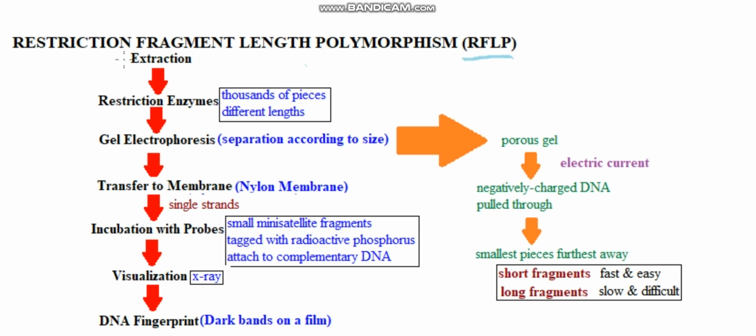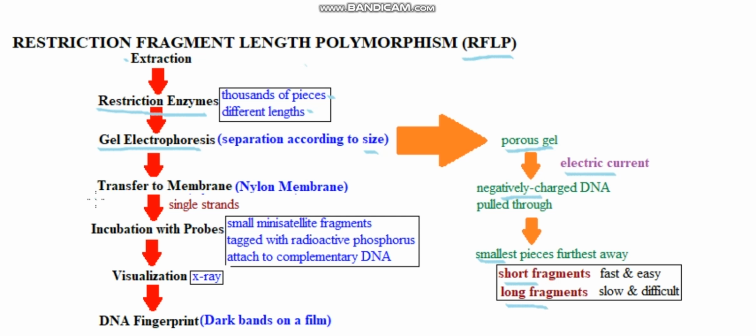This begins with the extraction of the DNA from the sample, followed by the action of restriction enzymes which act as molecular scissors and cut the DNA into thousands of pieces of different lengths. Next, the DNA fragments undergo gel electrophoresis, where they are separated according to their size. For this purpose, they are passed through a porous gel, which acts as a sieve. And when electric current is passed through the system, the negatively charged DNA is pulled through the gel, such that the smallest pieces fall furthest away from the original position of the DNA. The reason for this is that the shorter fragments move faster and easier through the gel, whereas the longer fragments are difficult to move through the gel.